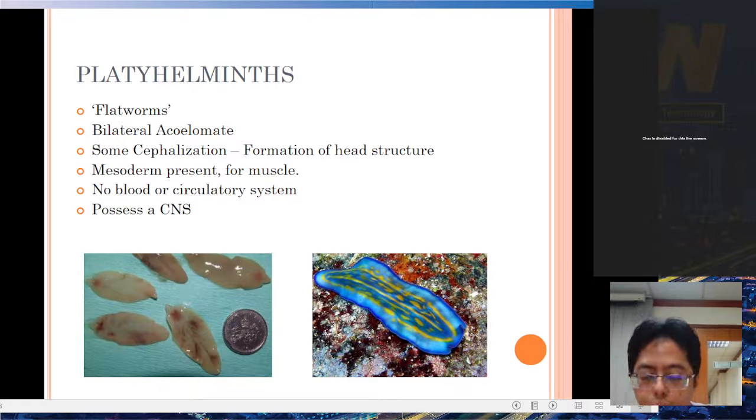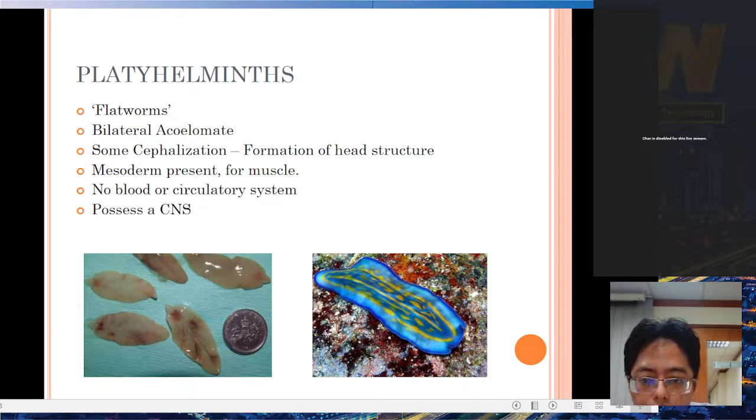The first worm is the platyhelminths, or the flatworms. These are animals which are flat and bilateral. By being flat, you know that inside they have no organs, so they are acoelomate. They have some cephalization. Cephalus means head, so cephalization means that they have some head structure, a little bit in the front there.